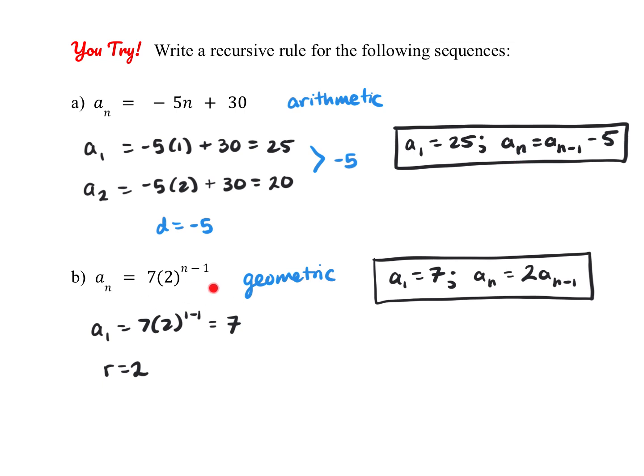And part B is a geometric sequence. My first term is 7. My common ratio is 2. So to find the nth term, you take the term before it and multiply by 2. And please, again, make sure you've defined a sub 1 as part of your final answer.